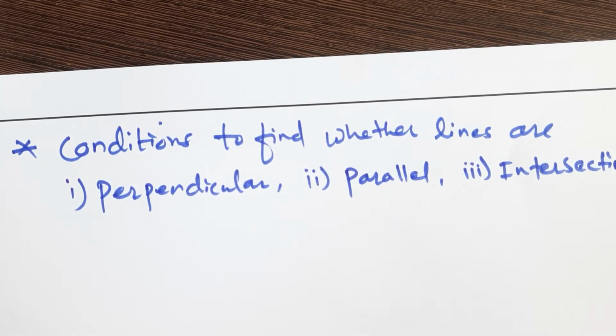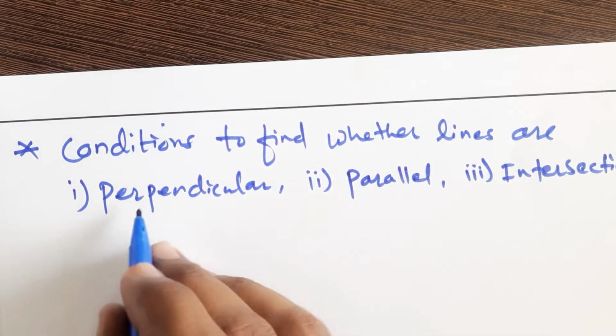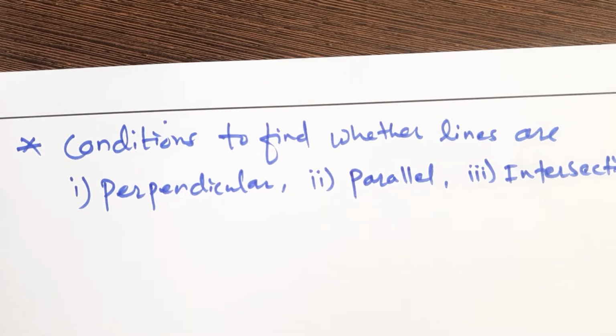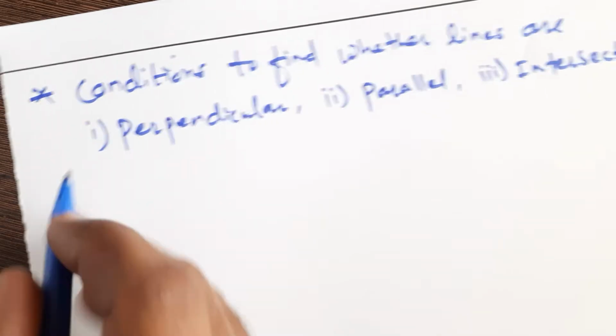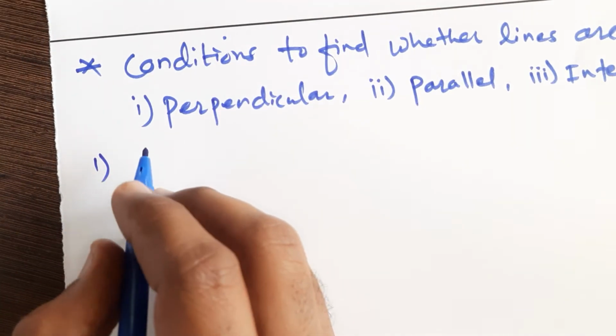Hello everyone. Now in this video lecture we will see the conditions to find whether the lines are perpendicular, parallel or intersecting. So we'll go one by one. First condition is when the lines are perpendicular.